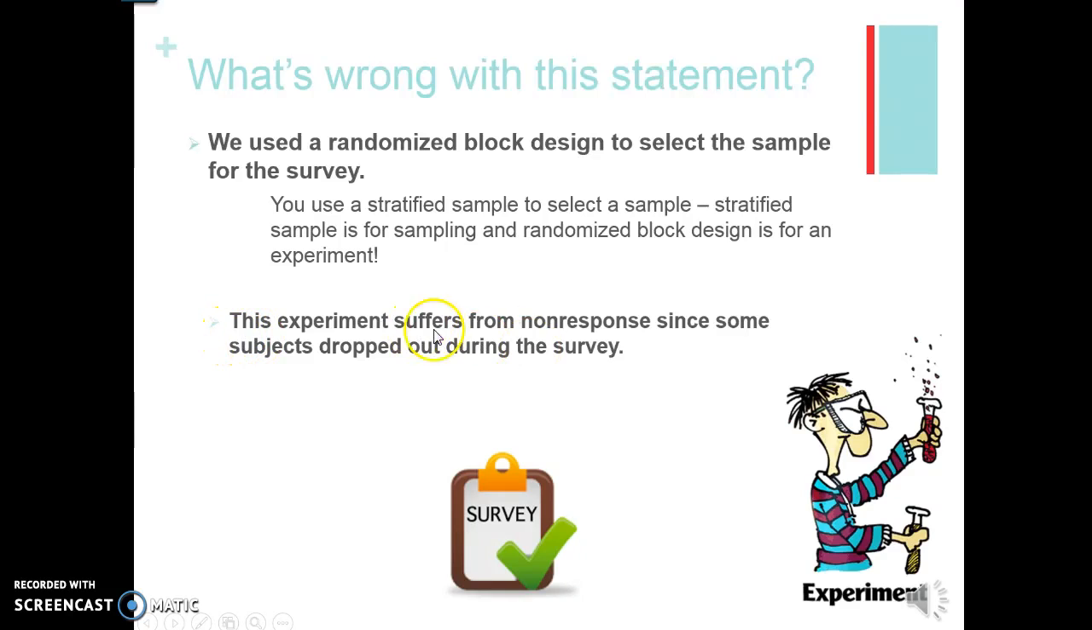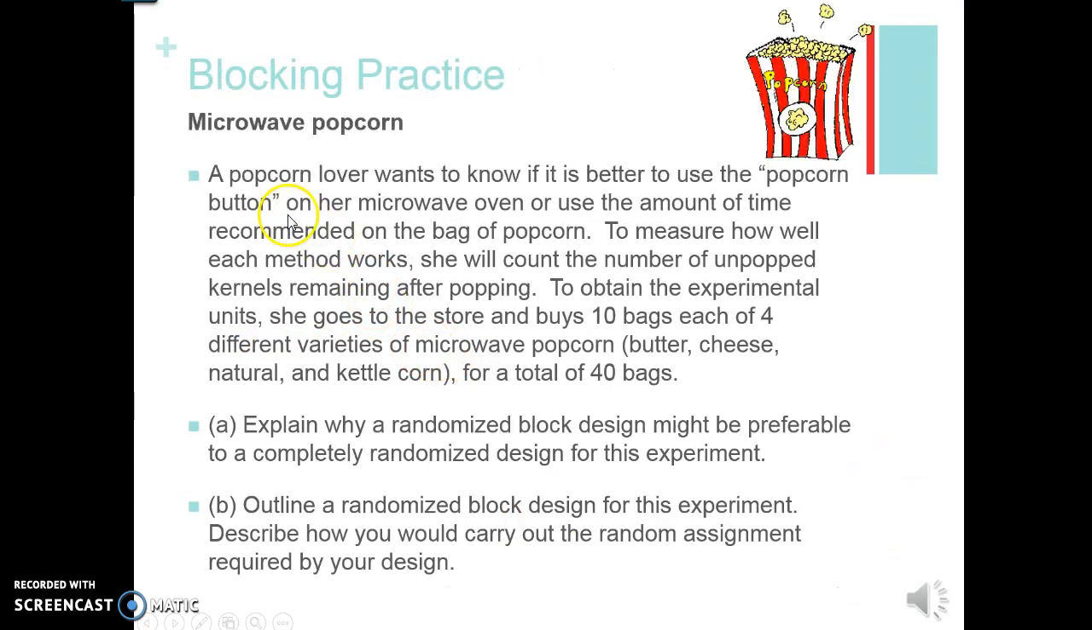This experiment suffers from non-response since some subjects dropped out during the survey. Ooh, think about that. Experiment and non-response. Experiment is one thing. Non-response is with sampling. Completely different. The experiment's not suffering from anything, but the sample suffers from non-response. So you could say the sample suffers from non-response since the subjects dropped out during the survey. Okay, so why don't you guys take a minute and try this, and then hit pause and go ahead and take a look at the next slide that goes over the answer.